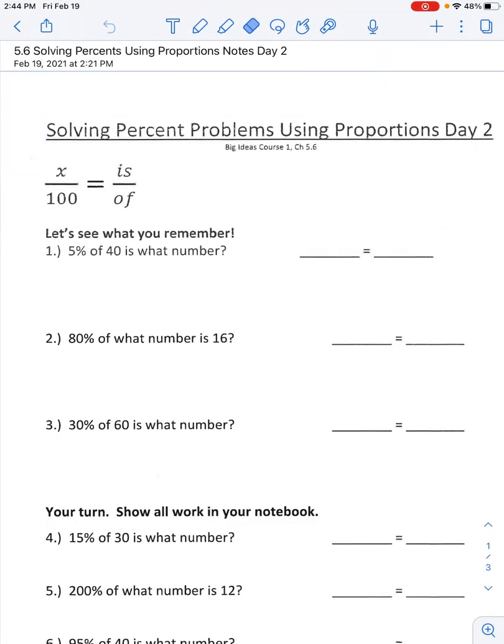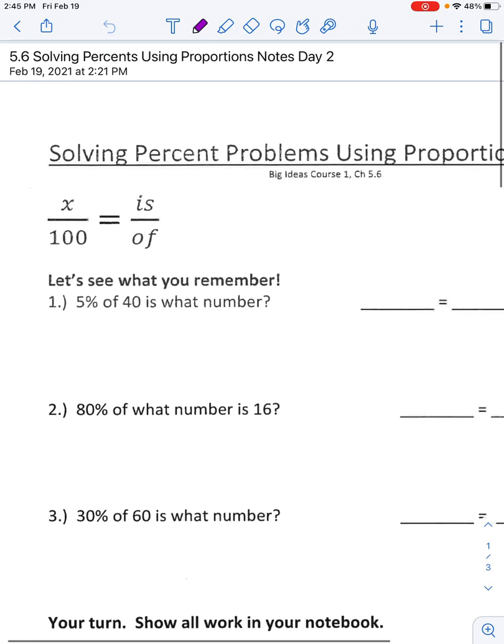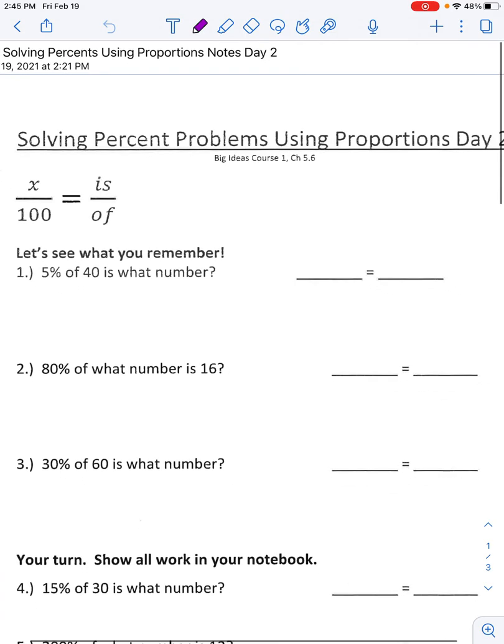Today we are going to review and practice a few more solving percent problems. Remember, percent goes over 100, is over of. So if you've already watched one video, you are on the right track. If you have not watched solving percent problems using proportions day 1, you definitely need to review that video before watching this video.